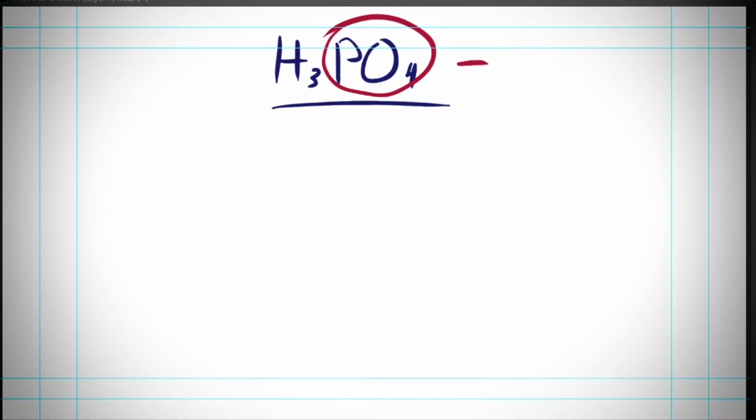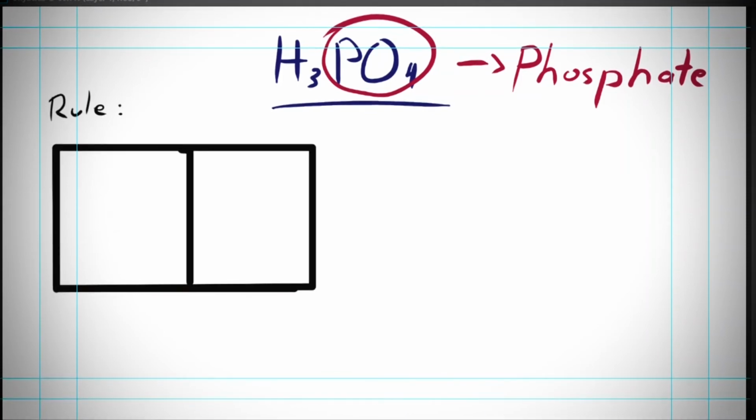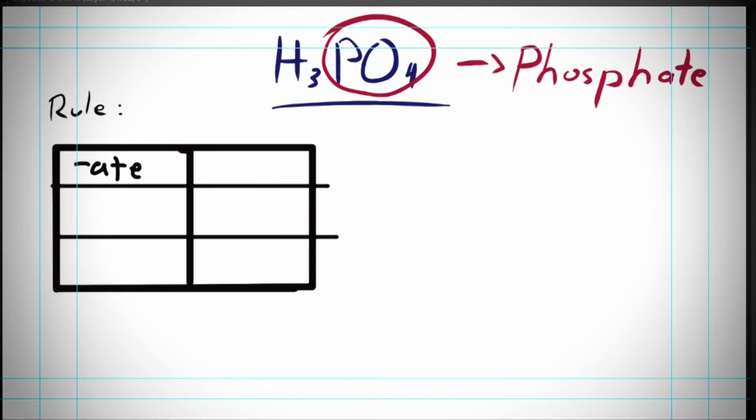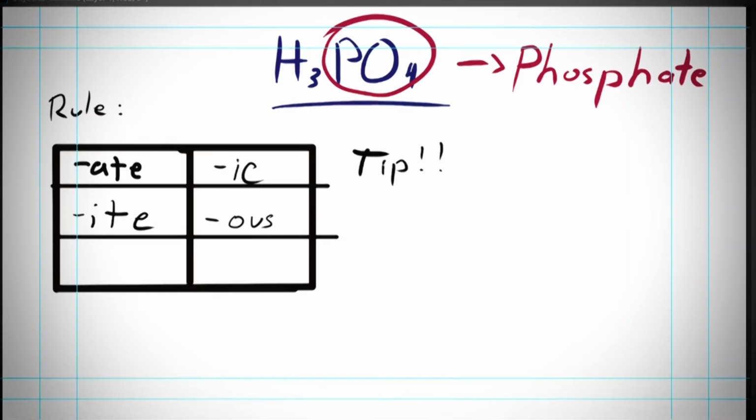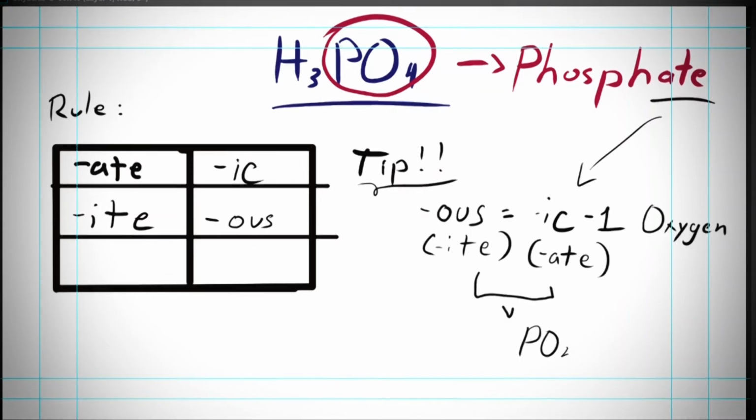Number 1. Start with the name of the oxygen ion. In our case, PO4, which is a phosphate. Number 2. Alter the suffix according to this rule. If an oxygen ion ends with ate, it will become ik. On the other hand, ite will become us. Helpful tip: us is just an ik with one less oxygen.